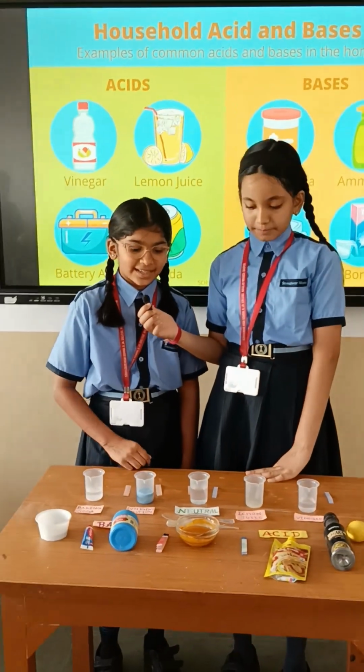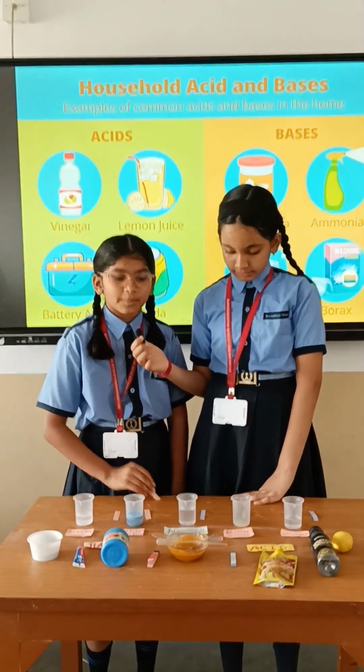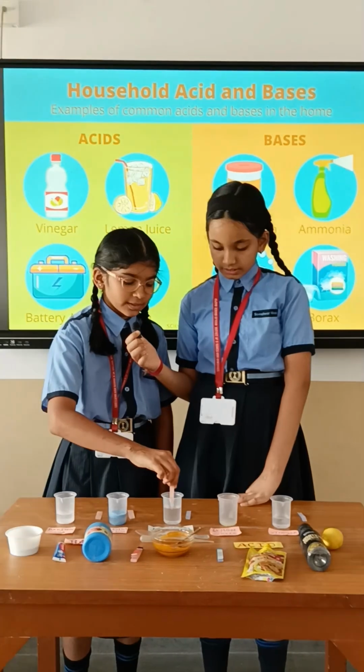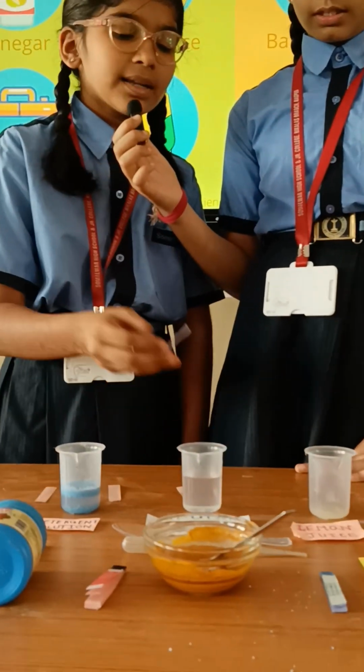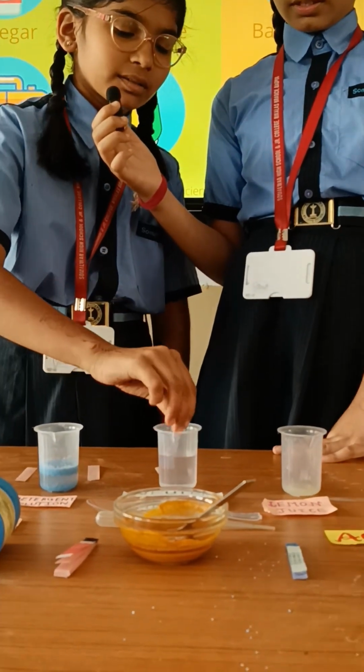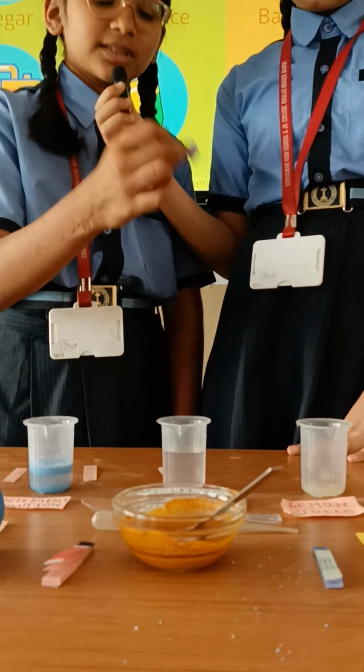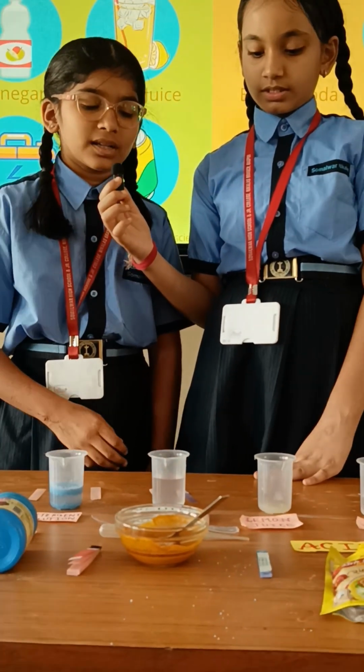Now let us start our experiment. First we will dip red litmus paper into water. It doesn't change its color. Next we will dip blue litmus paper in water. This also doesn't change its color. That means water is a neutral substance.